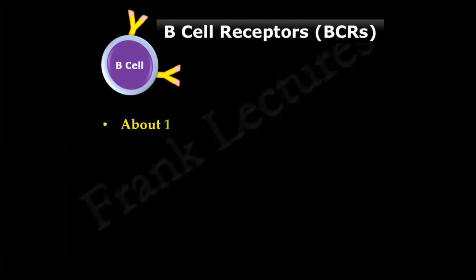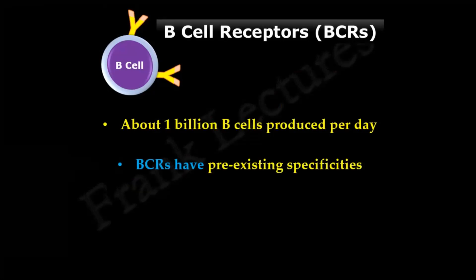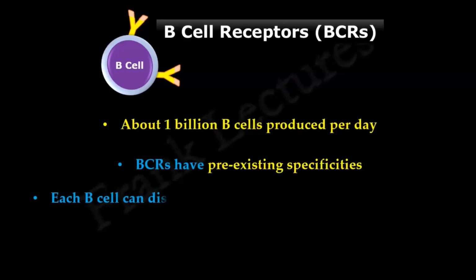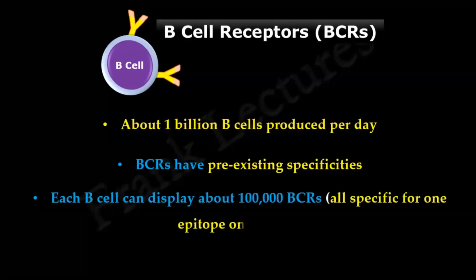Every day about 1 billion B cells are produced in our body. The B cell receptors present on these cells have pre-existing specificities. Therefore, B cells are able to recognize and react to any possible antigen which they encounter. Each B cell can display about 1 lakh B cell receptors on its surface. The important point here is that all these B cell receptors are specific for only one particular epitope on an antigen.